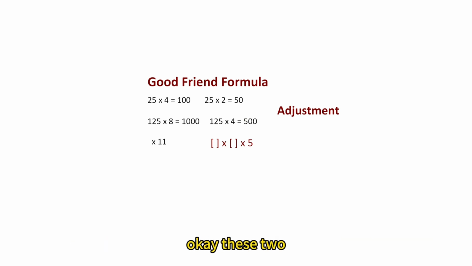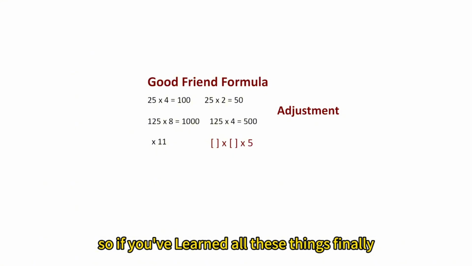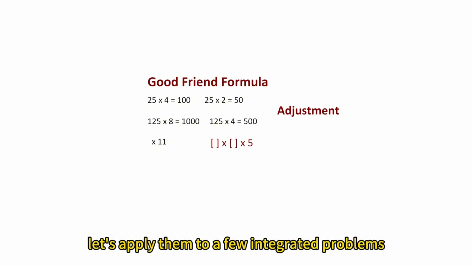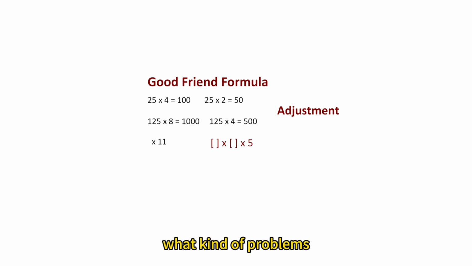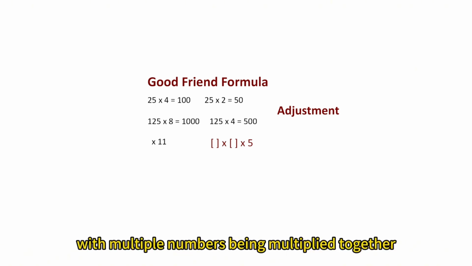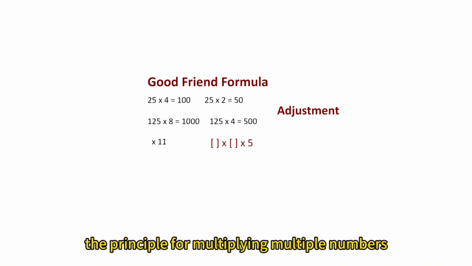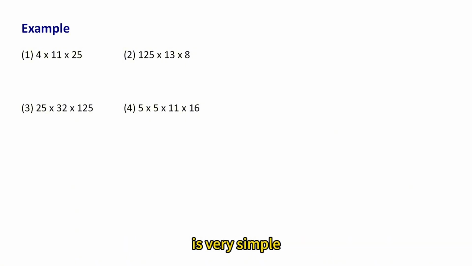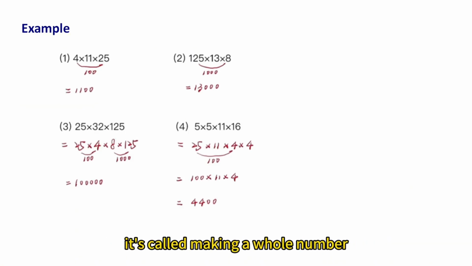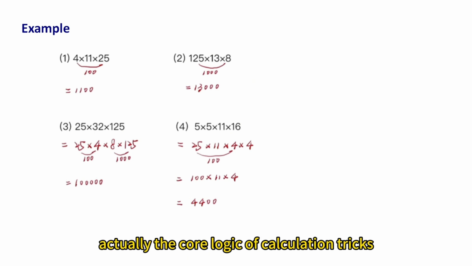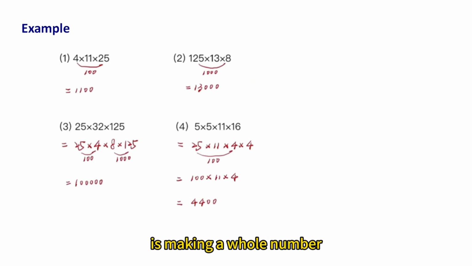Okay, these two. So if you've learned all these things, finally, let's apply them to a few integrated problems, and then we can bring this lesson to a close. What kind of problems? The kind with multiple numbers being multiplied together. The principle for multiplying multiple numbers is very simple. It's the same as for addition and subtraction. It's called making a whole number. Actually, the core logic of calculation tricks is making a whole number.